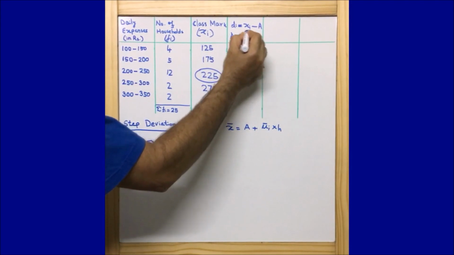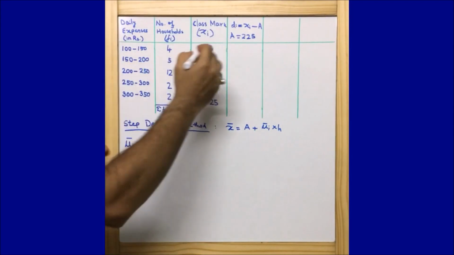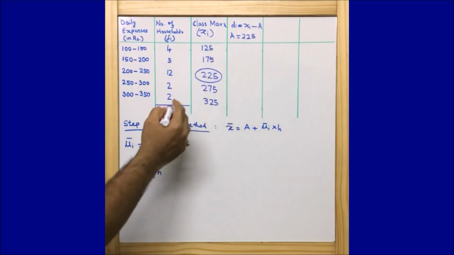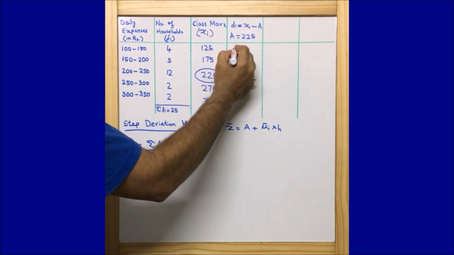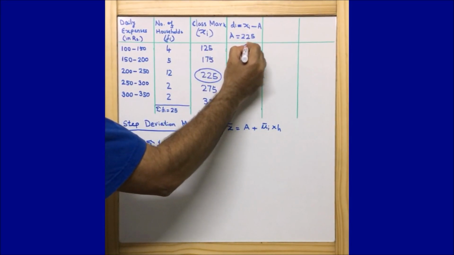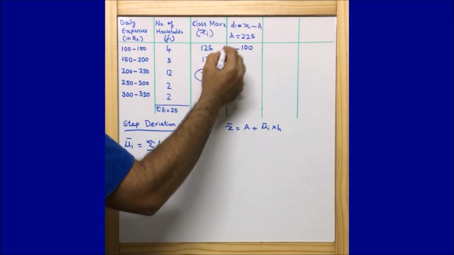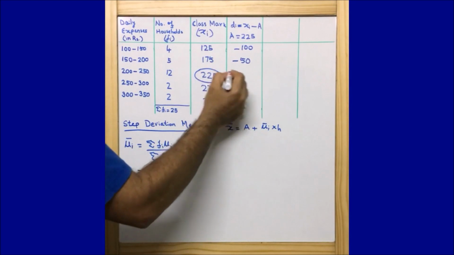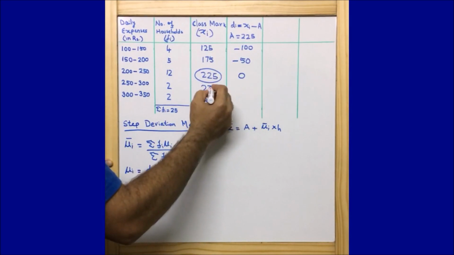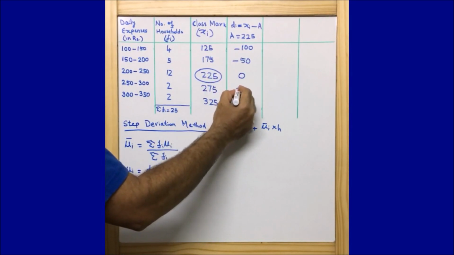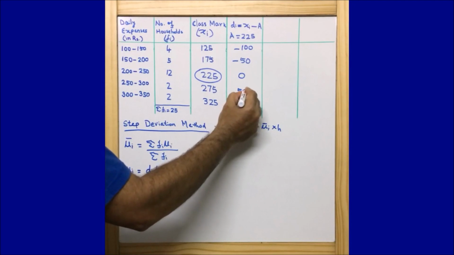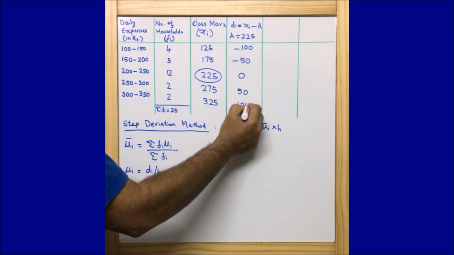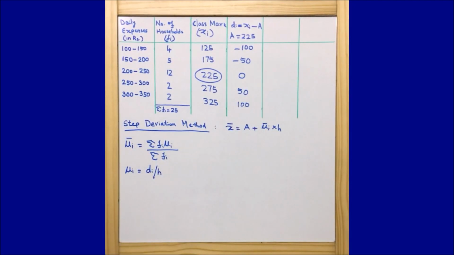Now keeping this in view, let us find out di. 125 minus 225 is minus 100. 175 minus 225 is minus 50. 225 minus 225 is 0. 275 minus 225 is plus 50. 325 minus 225 is plus 100. So this is what we got for di.